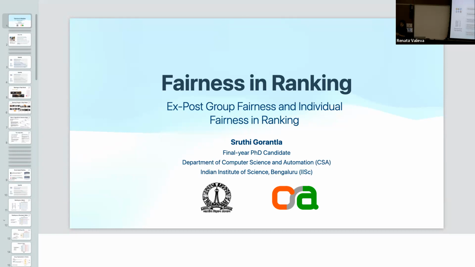Let me talk about the first work. This is a joint work with Amit Deshpande from Microsoft Research Bangalore, and Anand Louis, my PhD supervisor at IISc, and this has appeared in IJCAI 2023. This is going to be about a group fair randomized post-processing algorithm which satisfies ex post fairness.